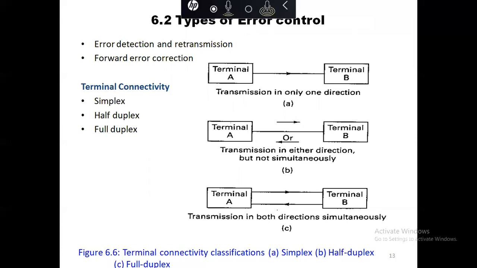So this is how we perform waveform coding. Now there is a concept of error control. So we study the types of communication.